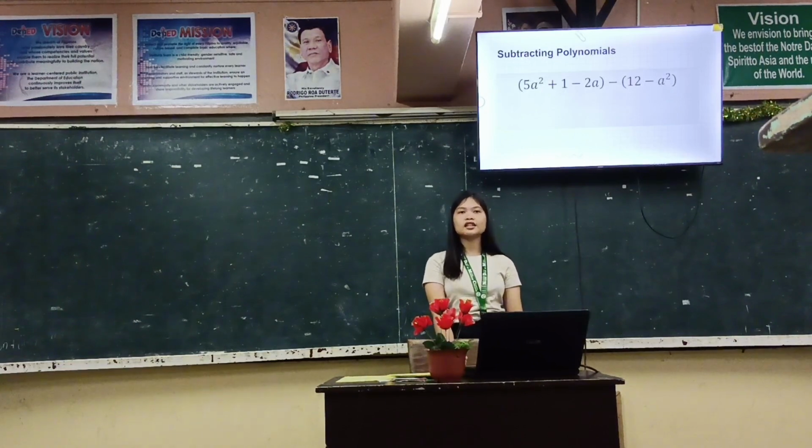In subtracting polynomials, we have here an example. The quantity of 5a squared plus 1 minus 2a minus the quantity of 12 minus a squared.